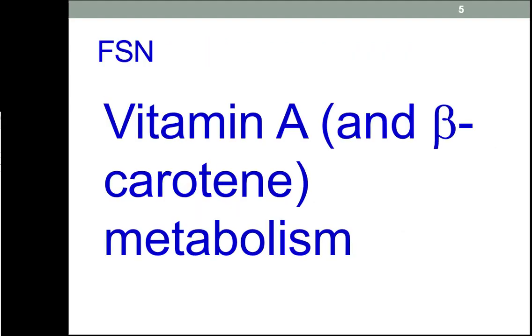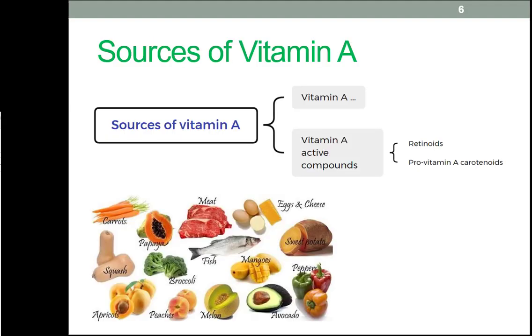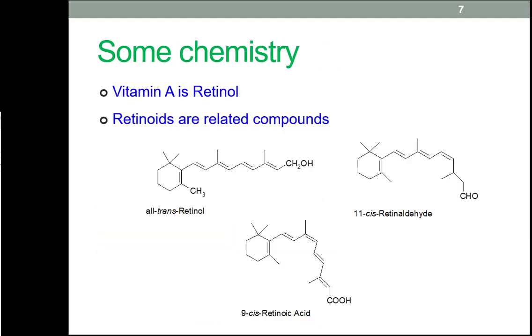Okay, we'll start by looking at metabolism of vitamin A. There will be a little overlap with one of the micronutrients lectures, but that clarity is appropriate here. Right, so sources of vitamin A, as well as sources of vitamin A such as liver, fish oils, milk and eggs, it is nutritionally available from a range of vegetable sources as what are called vitamin A active compounds.